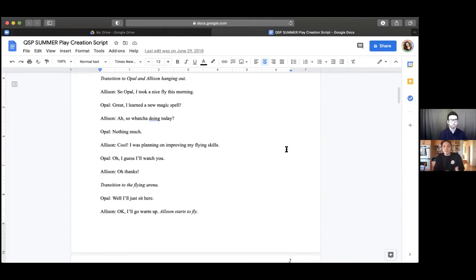Stage direction. Remember we learned what stage directions were. Transition to Opal and Allison hanging out.